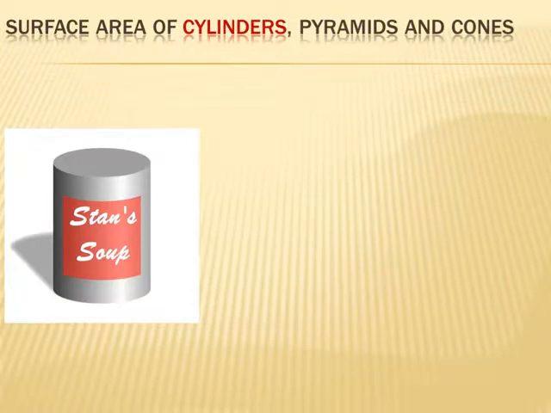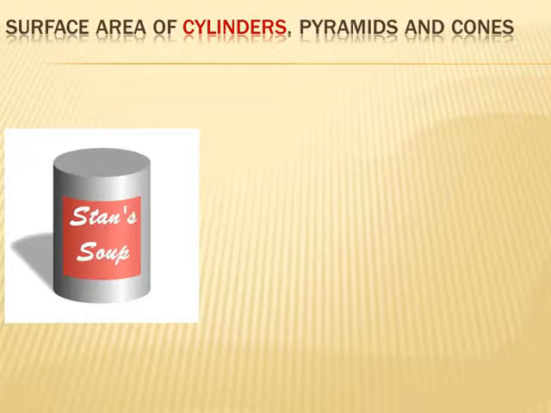Well, today we're going to try to figure out how to get the surface area of cylinders, pyramids, and cones. And let's start with a cylinder. A cylinder, again, is like a can, like this can of Stan's soup. And you can see that there are really three components to this can. There's a top, you can't see it, but there's a bottom underneath here, and there's a lateral side that runs around the two bases at the top and the bottom.